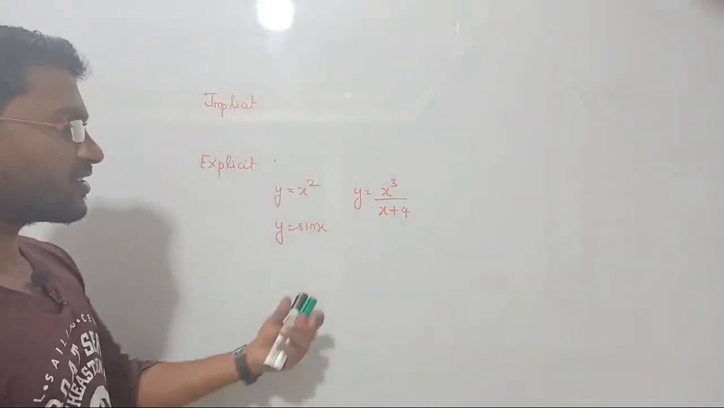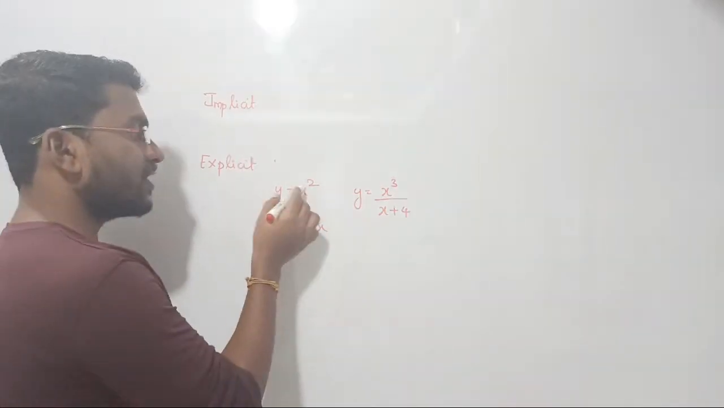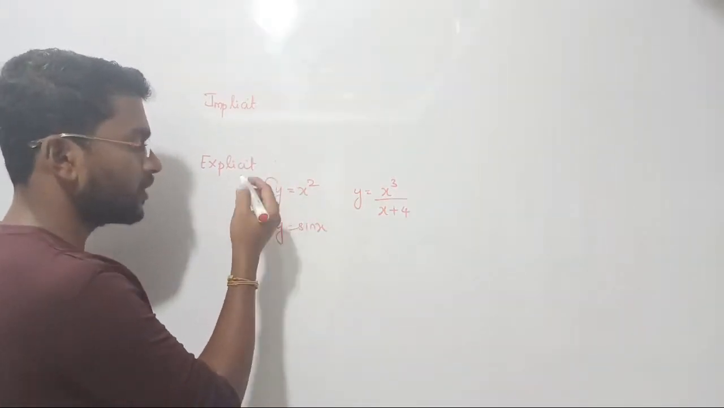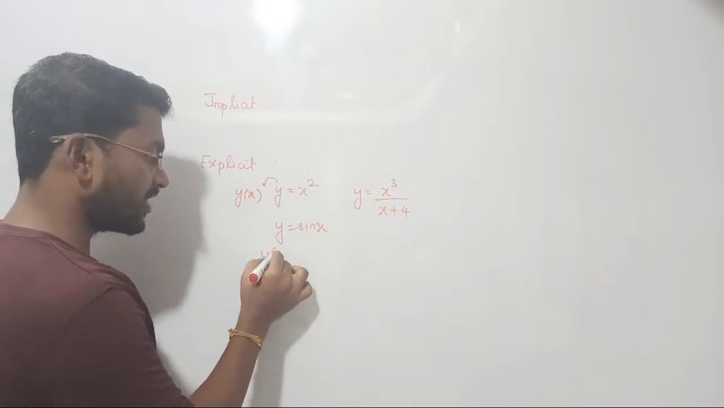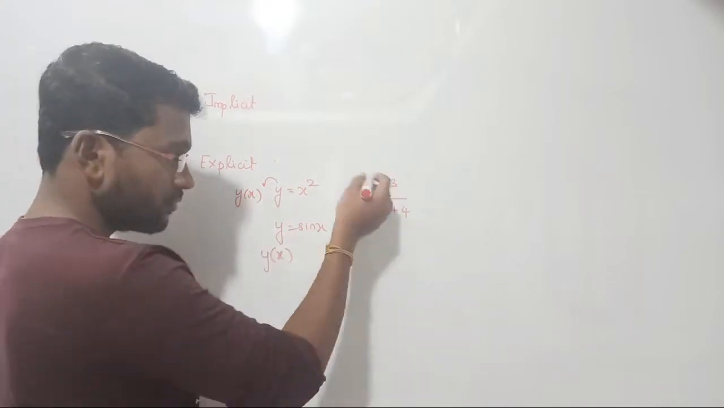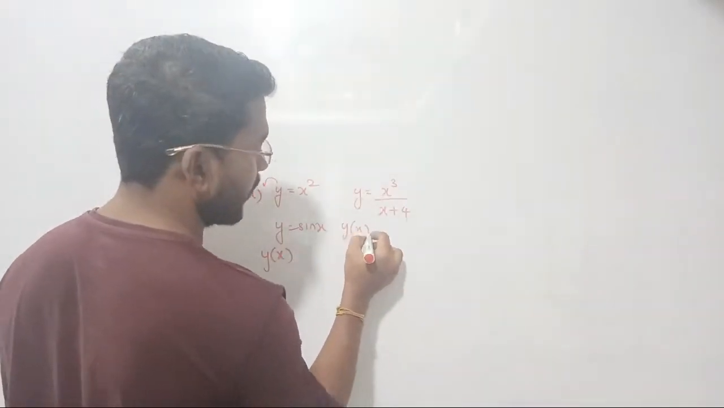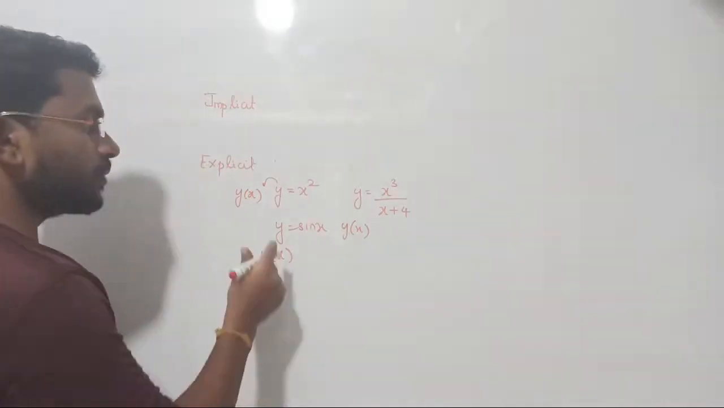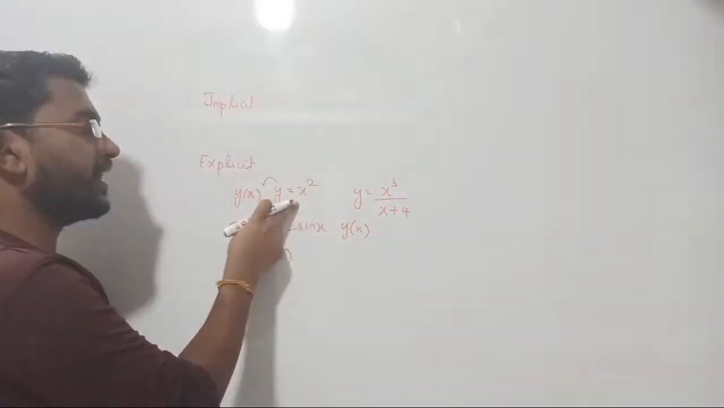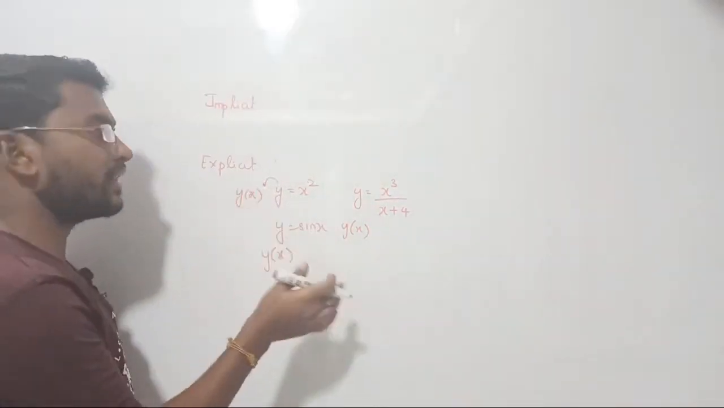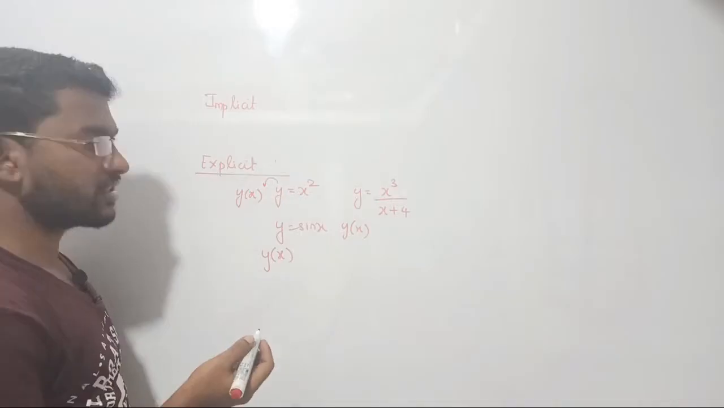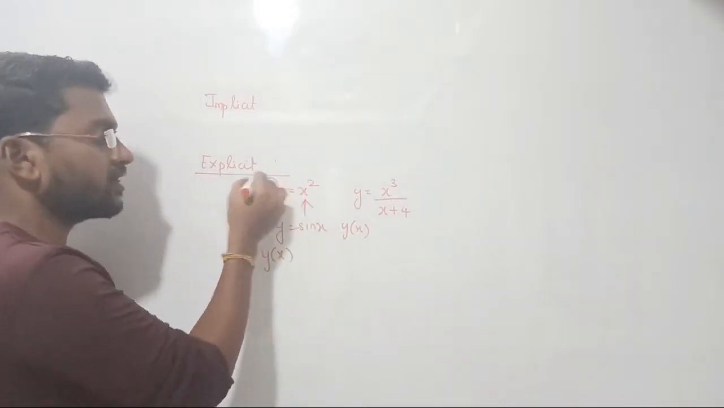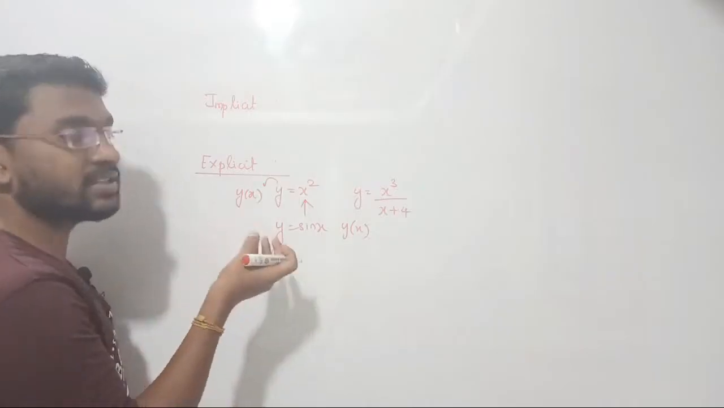Now if you observe these examples, there are functions, right? This y can also be defined as y of x, and here also I can define y of x is equal to x cube upon x plus 4. Just by substituting various values for x, we can plot the graph, and this is called explicit function, that is forward method. Directly, just by substituting the values for x, we are obtaining the solution for y. That is called explicit functions, right?